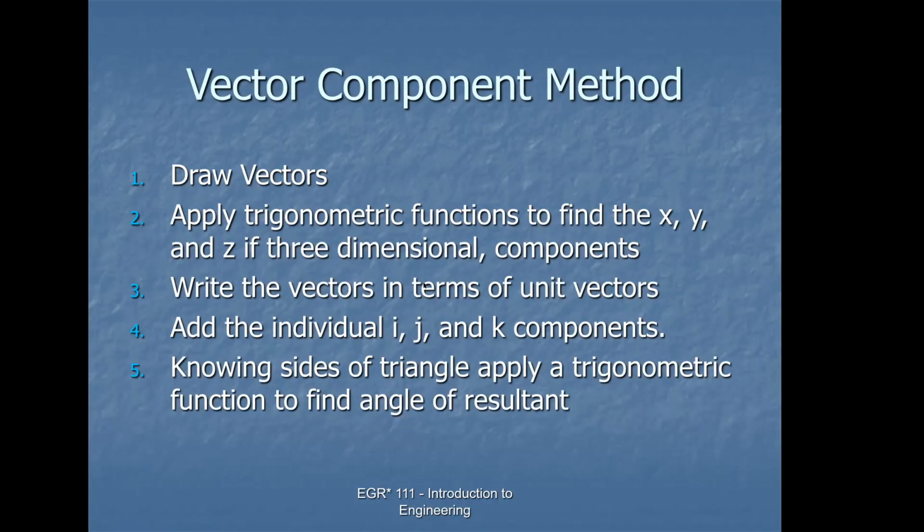Just clicking through these. So here's the vector component method. Just draw the vectors, apply trigonometric functions, and if it's 3-dimensional, do the z also. Write it in terms of its unit vectors, add the individual components, and knowing the sides of the triangle, apply a trigonometric function to find the angle of the result. And that's good for now. The rest I'll handle in part 2.